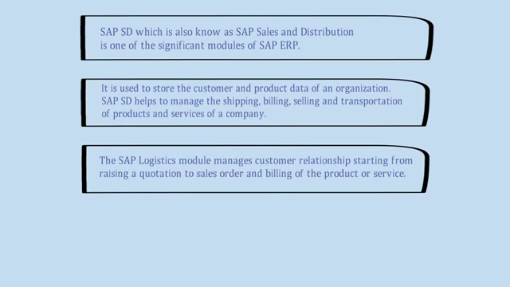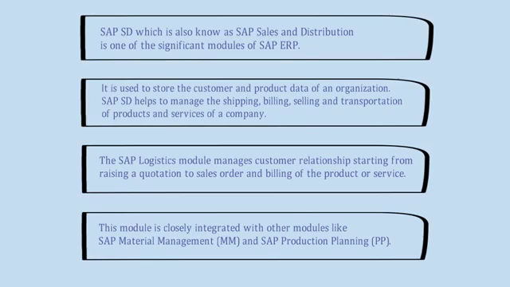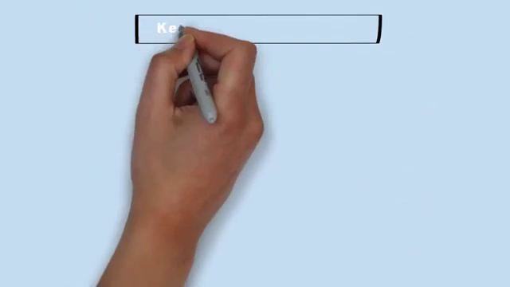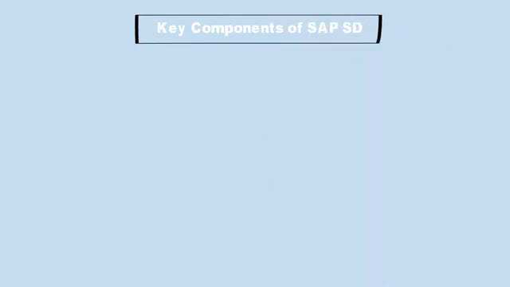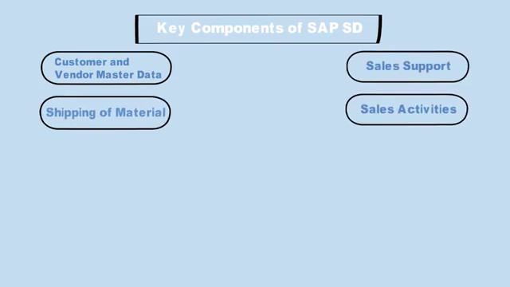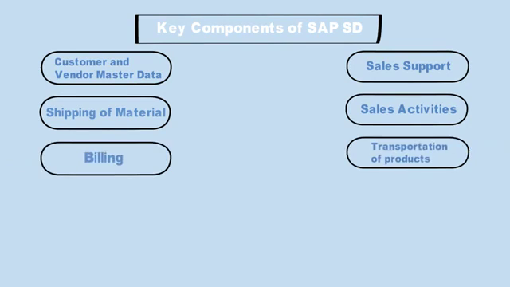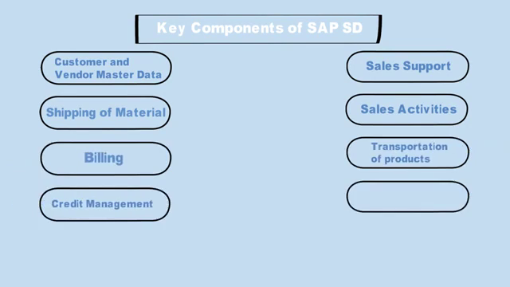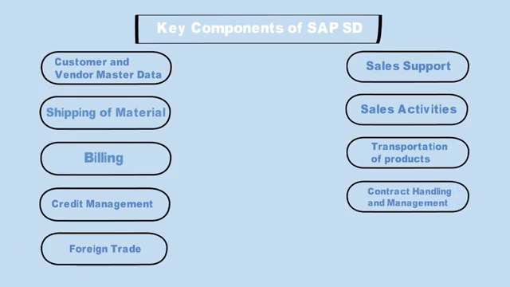The SAP Logistics module manages customer relationships starting from raising a quotation to sales order and billing of the product or service. This module is closely integrated with other modules like SAP Material Management and SAP Production Planning. The key components in SAP Sales and Distribution module are Customer and Vendor Master Data, Sales Support, Shipping of Material, Sales Activities, Billing, Transportation of Products, Credit Management, Contract Handling and Management, Foreign Trade, Information System.